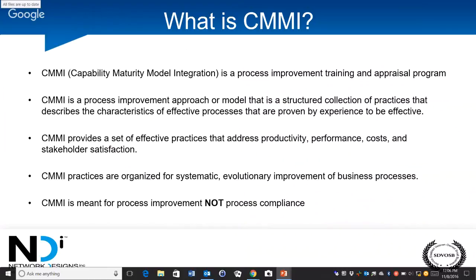In other words, it's basically a set of best practices for your industry, and we'll talk about that in a slide in a little bit. But basically, they've looked across the industry and determined what is working for other companies in the same type of industry, and have set forth these effective processes or best practices, if you will, so that we can improve as a company and as individuals as well. Furthermore, CMMI provides a set of effective practices that address productivity, performance, costs, and stakeholder satisfaction.